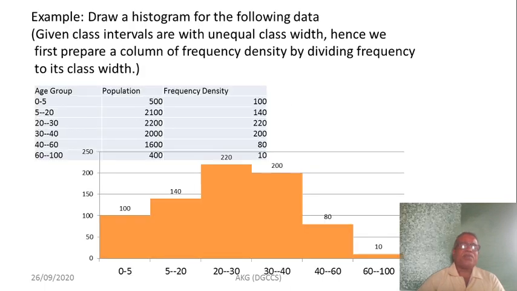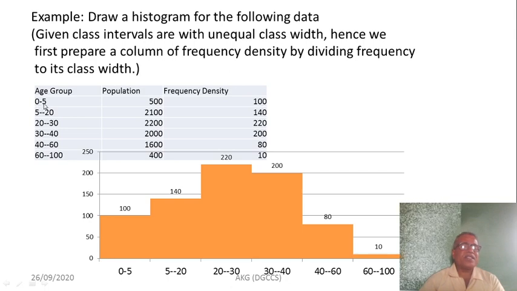In the second example we see unequal class intervals. So this is again an example. We have been given the age group and populations. Here frequency density is not given. We want to prepare a column of frequency density. We have been given the data of age group and population only. So see the class intervals carefully.